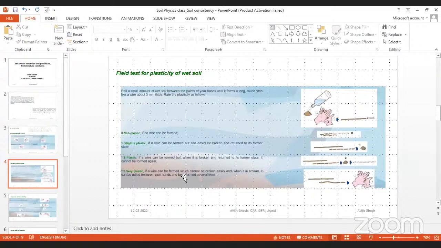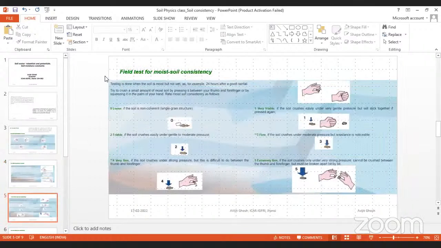And very plastic if it forms a wire, retains its shape, and can again be molded to form a soil mold like the initial shape.